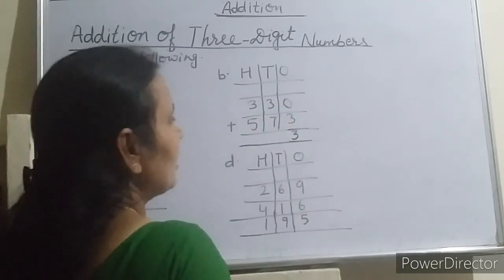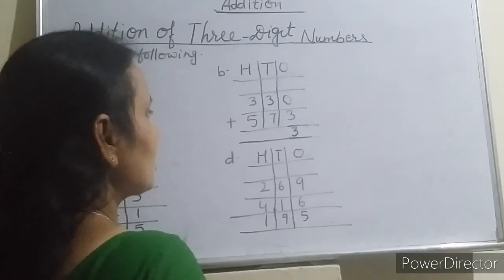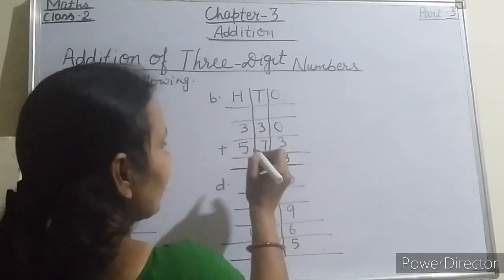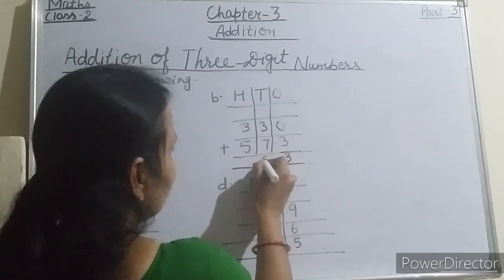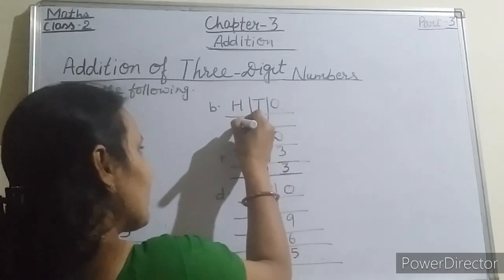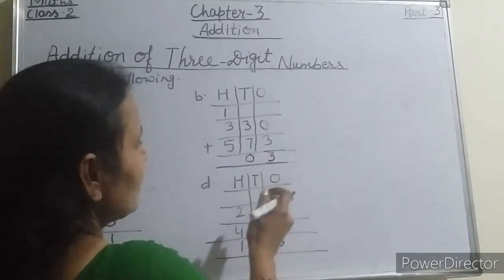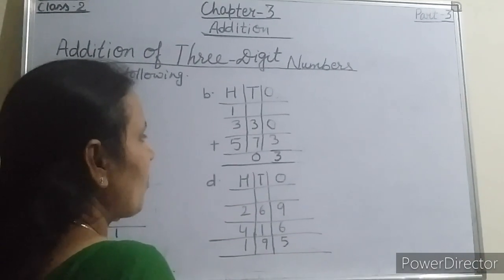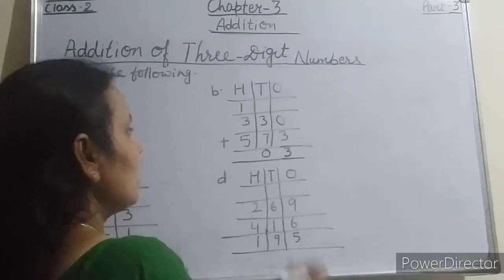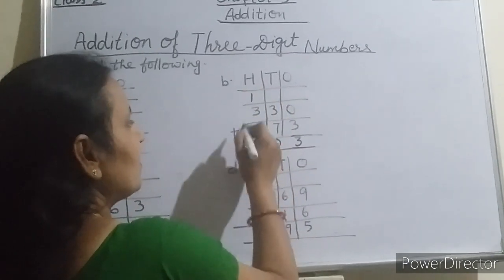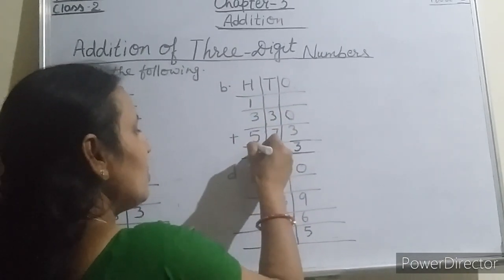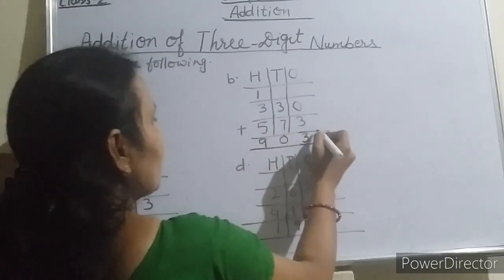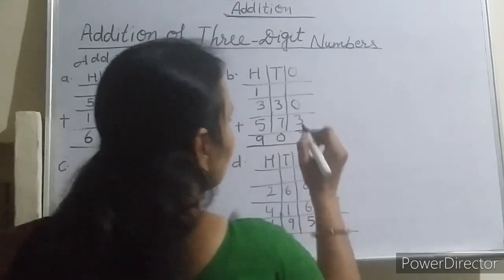So 3 plus 7. 3, 4, 5, 6, 7, 8, 9, 10. So what will we write here, students? 3 plus 7 is 10. See, here we will write 0 and here we will write 1. We will regroup 10 as tens and 100. So 3 plus 5, 3, 4, 5, 6, 7, 8, and the carried over 1, 8 plus 1 is equal to 9. So students, 330 plus 573 is equal to 903.